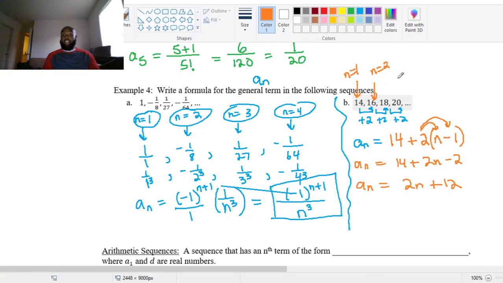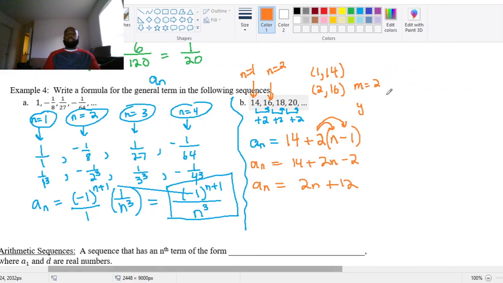You could actually think of this as coming up with the equation of a line. Remember, these are functions. My first point is you input 1, you get 14. You input 2, you get 16. That gives me a slope of 2. So if I use the slope intercept form of the equation of a line, we'll have y equals mx plus b.